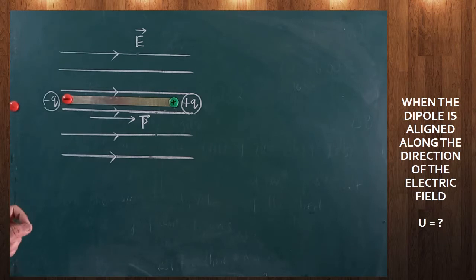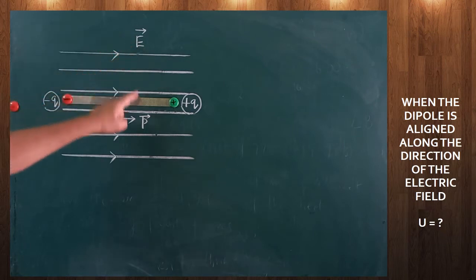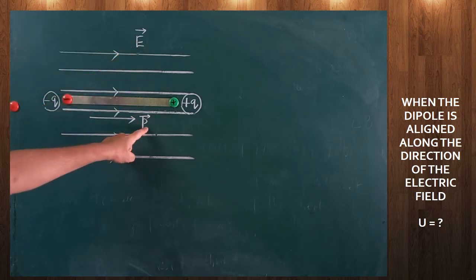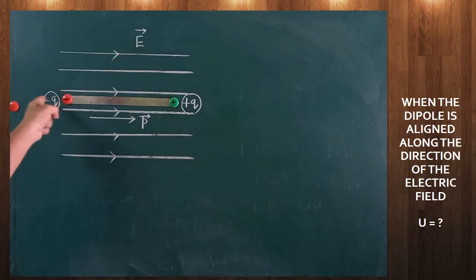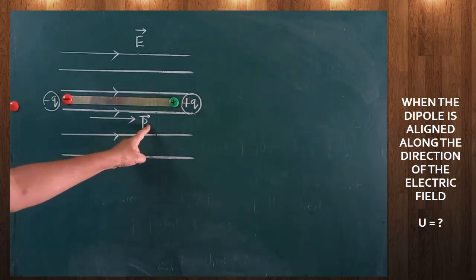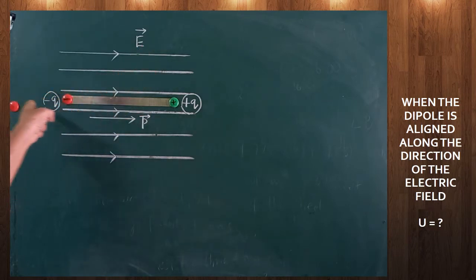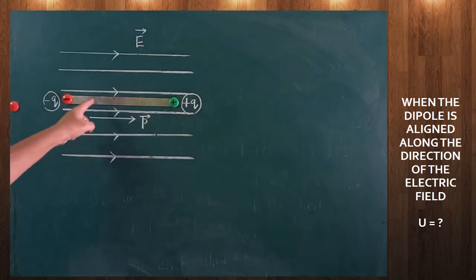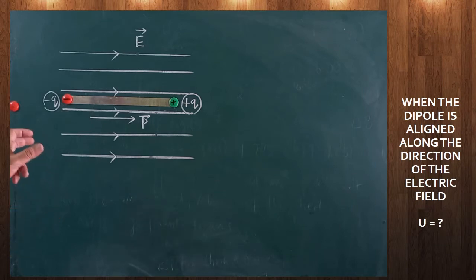Now we have to find out how much electrostatic potential energy is stored in various positions. This is the first position. How can I say that it is the first position? Because the angle between the electric field and P is 0. That is, the electric dipole is aligned along the direction of the electric field. Here the dipole moment vector and the E vector are both in the same direction.